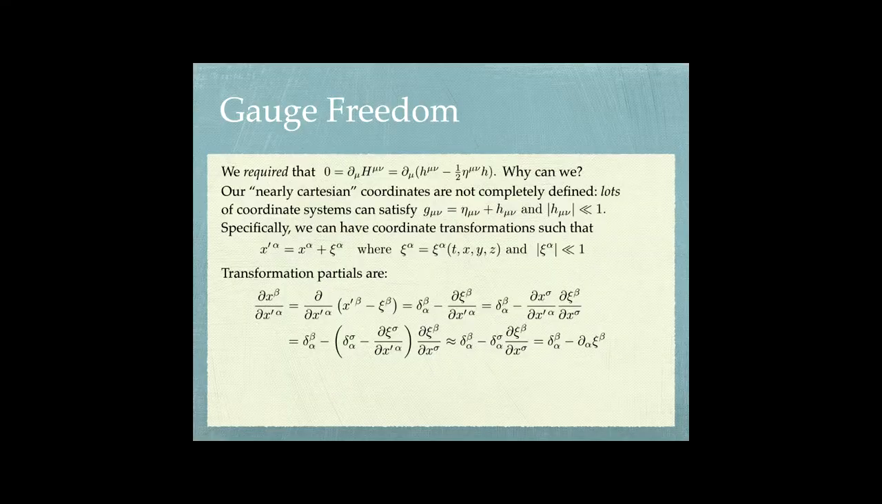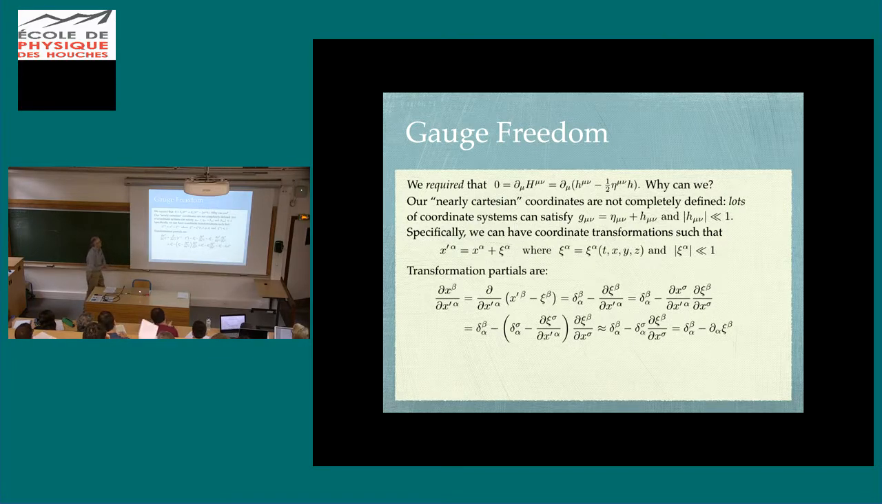Okay, so I want to talk a little bit about gauge freedom. I said we could require that this be true. Why can we do that? Our nearly Cartesian coordinates are not actually completely defined. There are lots of coordinate systems that satisfy this restriction. I can wiggle my coordinate systems. I can cause them to bend a little bit.